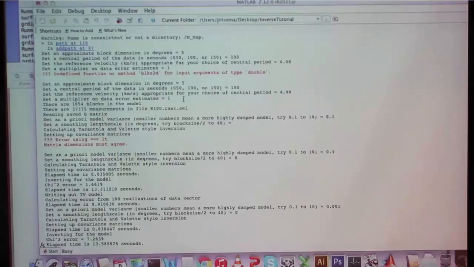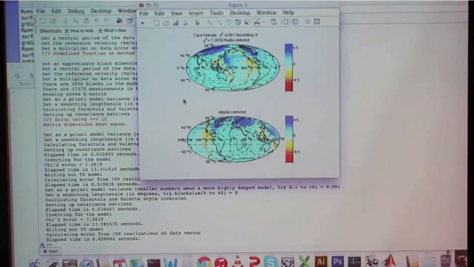Notice that the chi-square here is 7. In my previous inversion, the chi-square was about 1. So the chi-square has gone up considerably. That means your data fit is really worse. You're not fitting the data because you're telling the inversion, I don't care about fitting the data for now. I just don't want you to move away from our reference structure. We really want to be close to what we started with, which is the reference velocity structure.